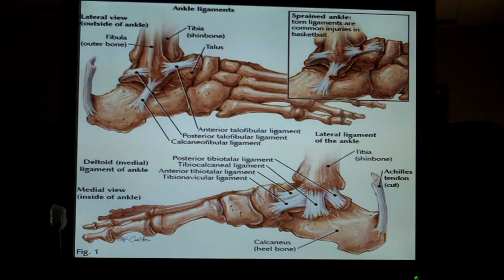So just to review the ligamentous structures about the ankle, medially there's a deltoid ligament, and the middle portion goes from the tibia to the calcaneus, and then the posterior portion goes from the tibia to the talus, and the anterior portion to both talus and navicular. Laterally, it's the talofibular ligament. The most common one is anterior, and then the lateral, and then the posterior.